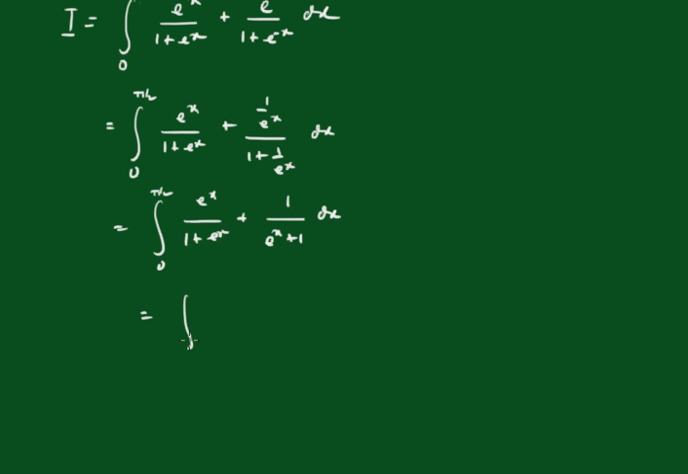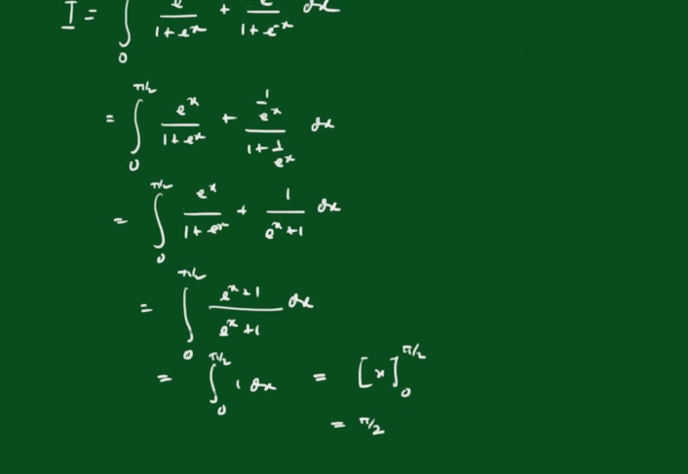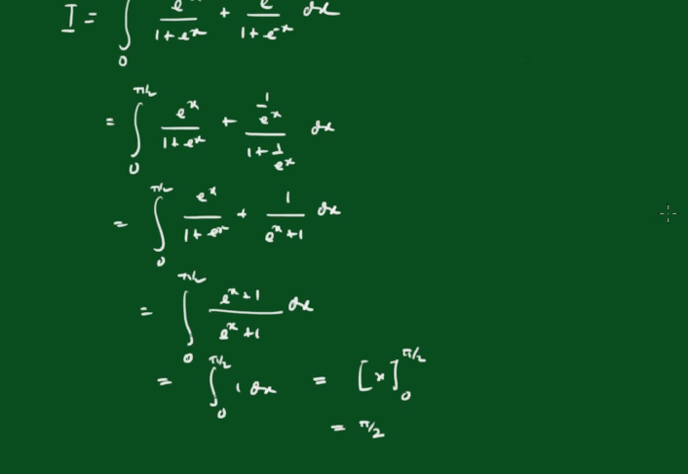So putting over the common denominator, we get e^x plus 1 over e^x plus 1 dx between pi upon 2 and 0, which is the integral of 1 dx, which of course equals x between pi upon 2 and 0, which is pi upon 2. Now, as I said, you can use that log function technique, but it'll be a lot longer than this one.